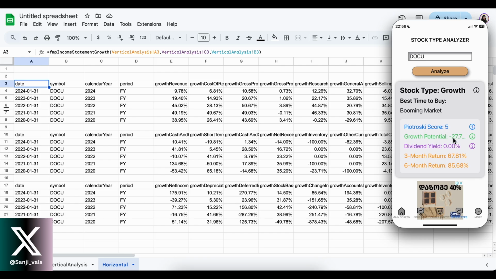It would be good for holding it in a mid-term, but in our case, Doku would be good for maybe a shorter term within the 1 year, because it has lower growth potential. It has a potential for decline based on fundamentals, but it has a good 3 and 6 months return. So it means that the shorter term investors are valuing the stock more, and it means that it's a good time to buy this stock on the booming market.